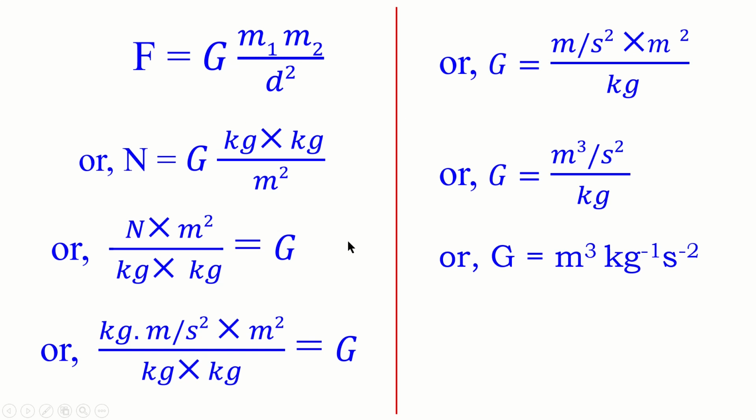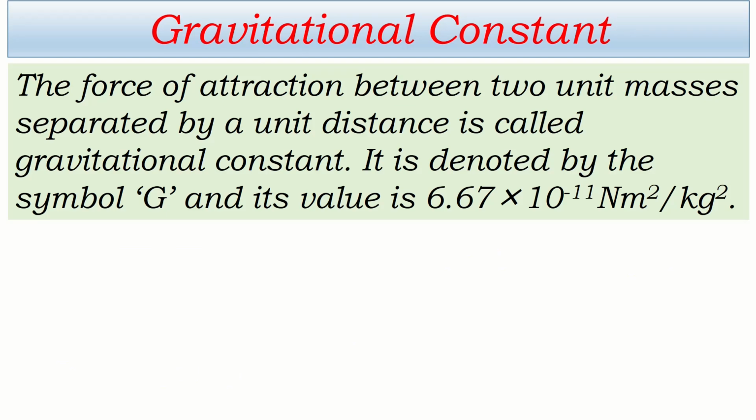But in the previous case, the value of k was 1. That's why it was removed. But the value of capital G is not 1. So it has a certain value and it is taken in the equation. Now I want to tell you about this 6.67 into 10 to the power minus 11 Newton meter square by kg square. Exactly what it means.